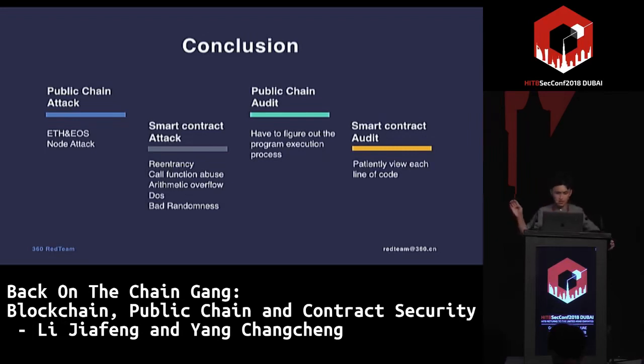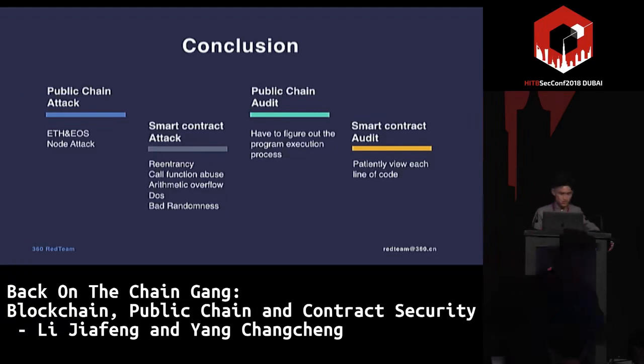If you want to attack a public chain, I think you just have to figure out the program's execution process, because there is a lot of code. Some of it is useless and some of it is useful. So you need to figure out what is useful and figure out the program execution process. And for smart contract auditing, just be patient, because the code is not too much. Usually it has just several hundred lines to read, and just review each line of code.